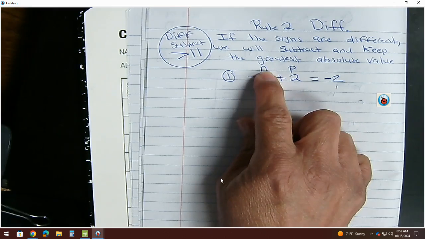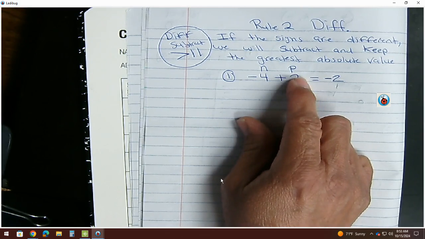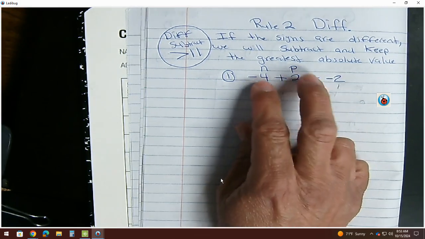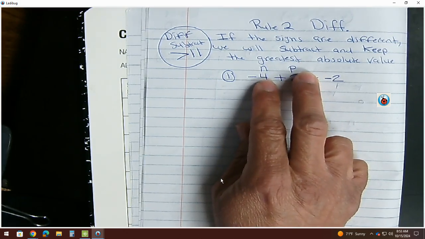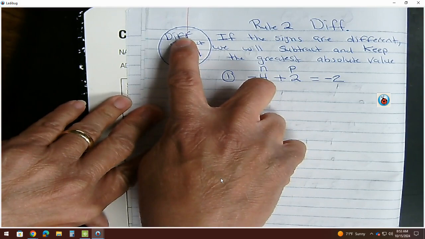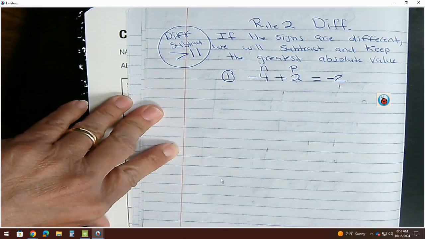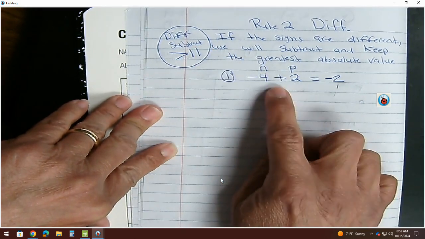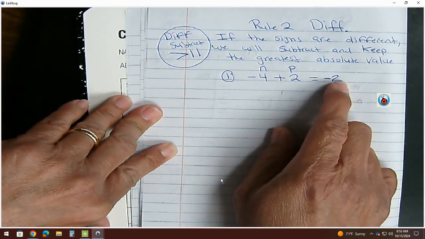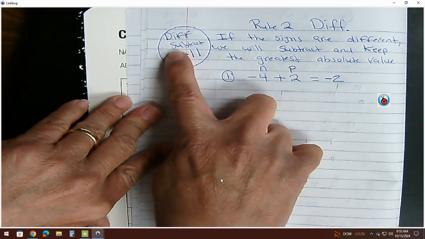The 4 is a negative. The 2 is a positive because when we add things in life, that's a positive situation. So the signs are different. What's the strategy? I don't have to write all this. I'll just write diff. Diff will remind you of the word difference from elementary. And when you had a difference, you would subtract. So 4 minus 2 is 2. That's step 1, subtract. Step 2 is keep the greatest.